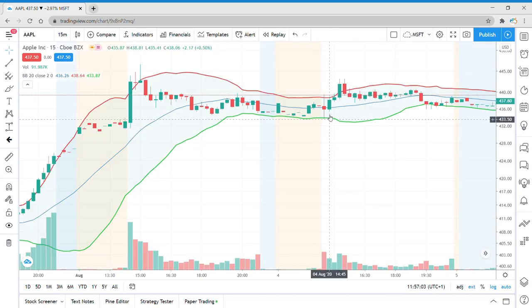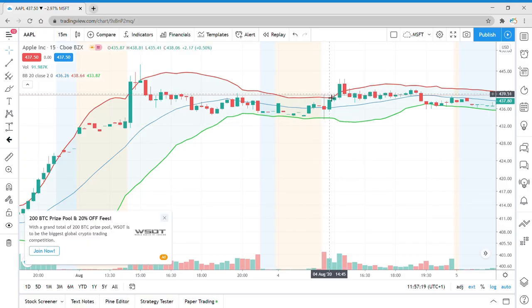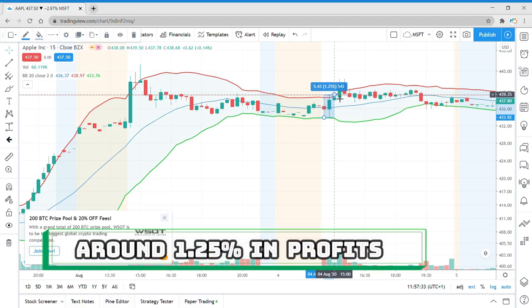So friends, take a look here. The price hit the lower Bollinger band, so if you were to buy here, our stop loss would be under the lower Bollinger band, so somewhere here. Our target would be at the upper band, so our target somewhere here. So our target got hit at this candle, so let's see how much profit we'd get on this trade. So on this trade we'd get around 1.25% in profits.